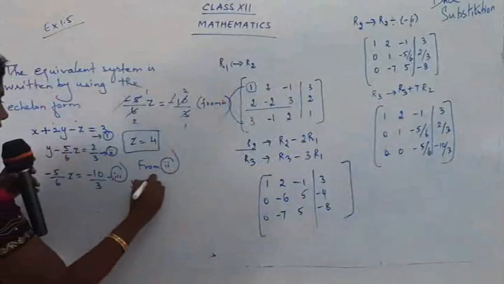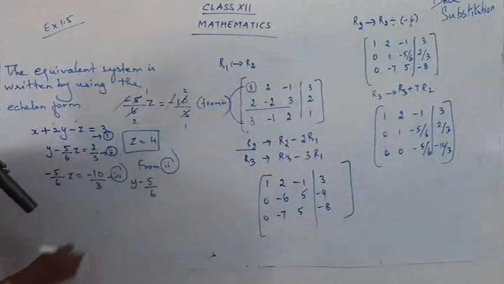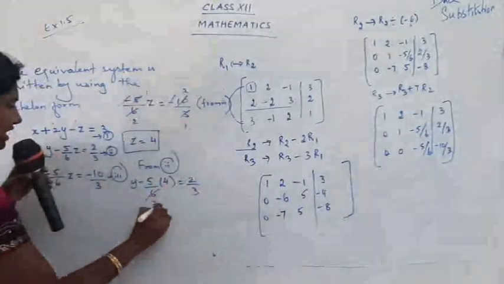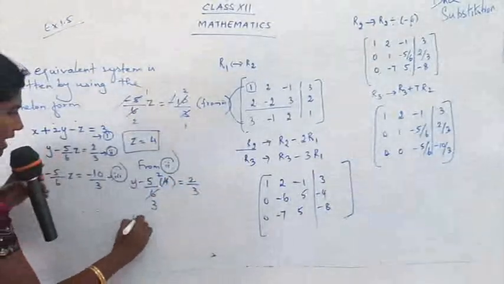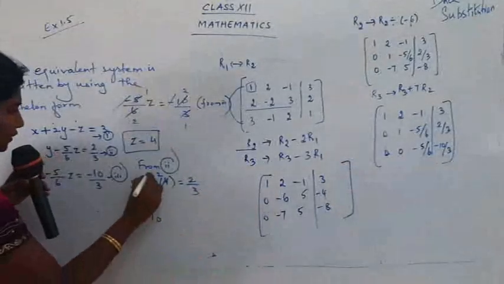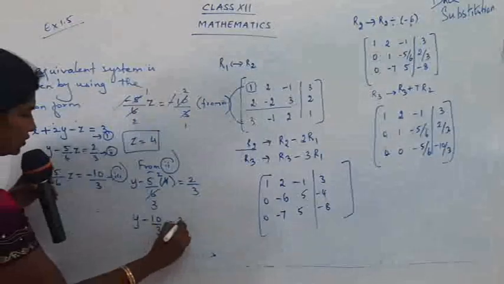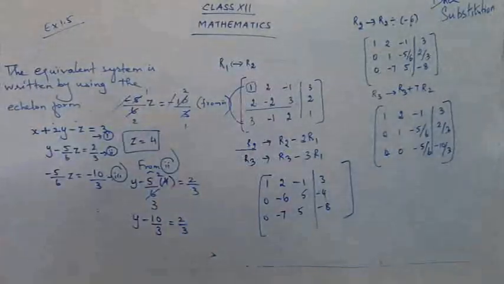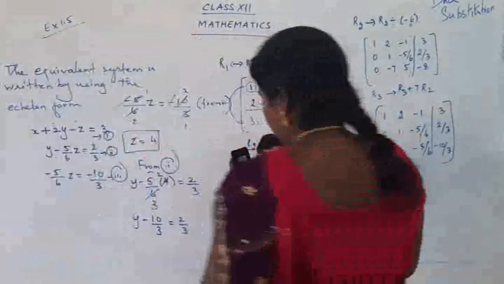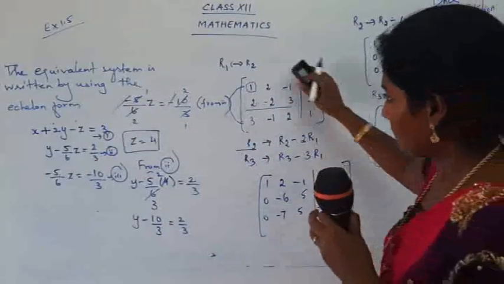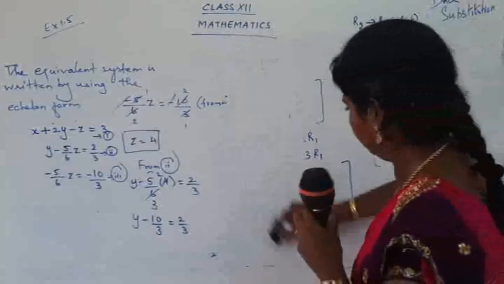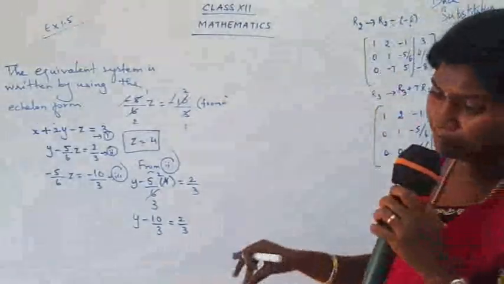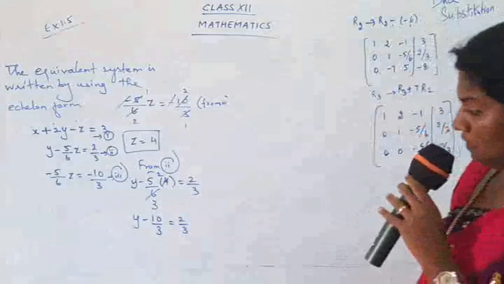Y minus 5 upon 6. I have already found the value for z, so just put the value for z here. 4 is equal to 2 by 3. 2 3s are, 2 2s are. So y minus 10, 5 2s are, 10 upon 3 is equal to 2 upon 3. I hope the steps are clear to you. We are going very slowly. So y minus 10 upon 3 is equal to 2 upon 3.